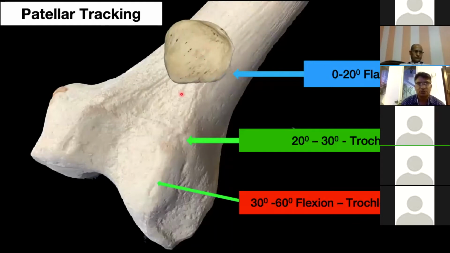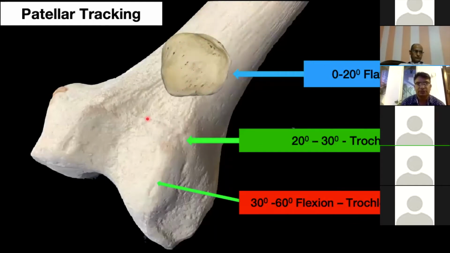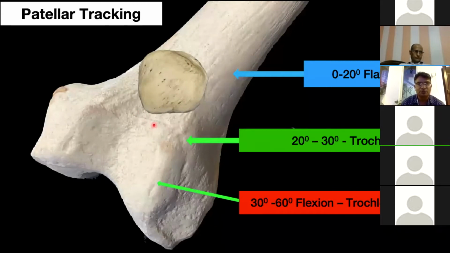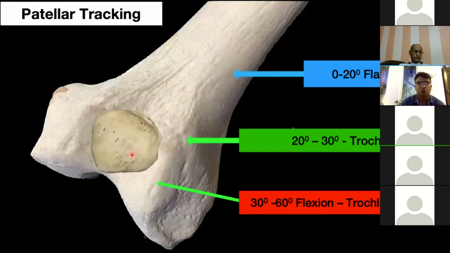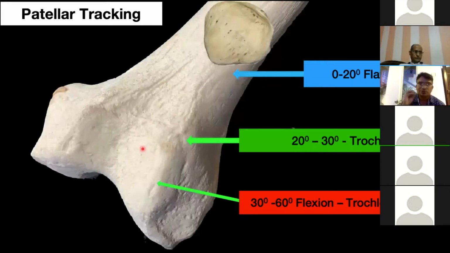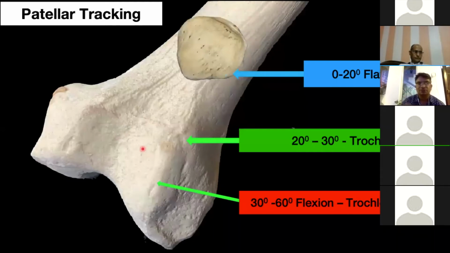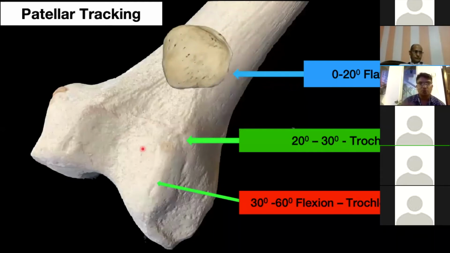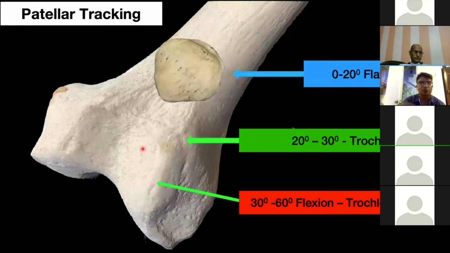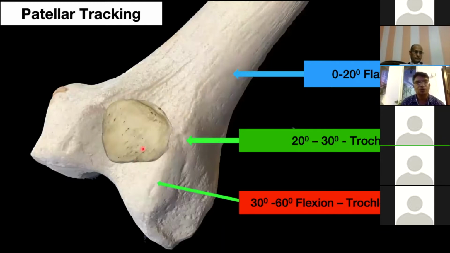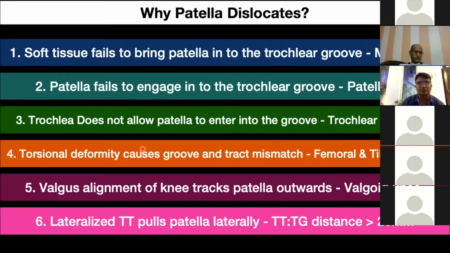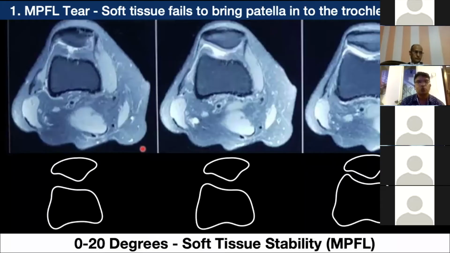When you gradually flex and go up to 20 to 30 degrees, you reach the entry point of the trochlea. And when you go beyond 30 degrees, then you go into the trochlear groove. The main point to understand is that any problem during the tracking of this patella can lead to a patellar dislocation. If you classify and group these causes, there are 6 different causes of patellar dislocation. I'll try to go through them one by one.